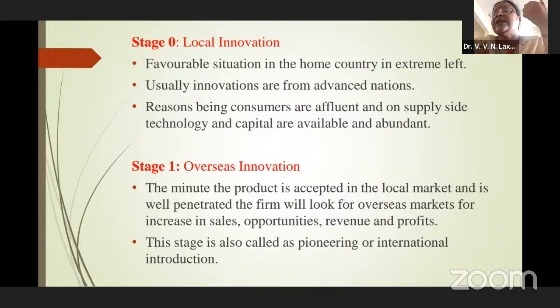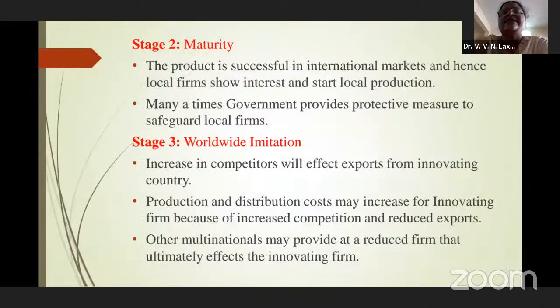Here, because the company is marketing to the overseas markets, it increases the sales. It can take advantage of the opportunities in the overseas markets. The revenue will increase, the profits will increase. At the same time, the company will get the synergy or the advantage of being a pioneer, that is, first to introduce that product in that international market. This stage advances into the next stage, which we call the maturity stage.